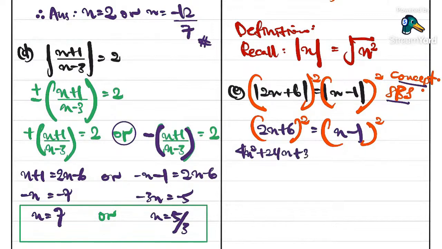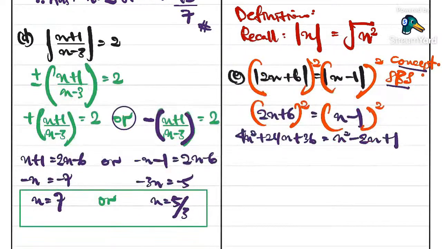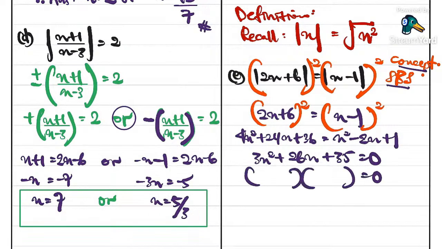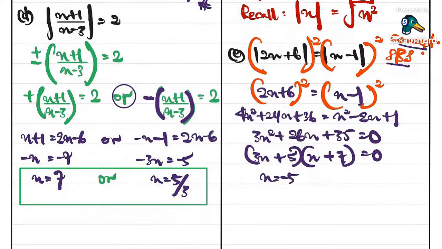24x plus 36 equals to x squared minus 2x plus 1, and you simplify it, you will get 3x squared plus 26x plus 35 equal to 0. And so when you factorize it, you use your calculator or you can use your brain, and then you will get here 7, here 5, and here plus, because 21 plus 5 is 26. And here goes x equals to negative 5 over 3, or x is equals to negative 7.